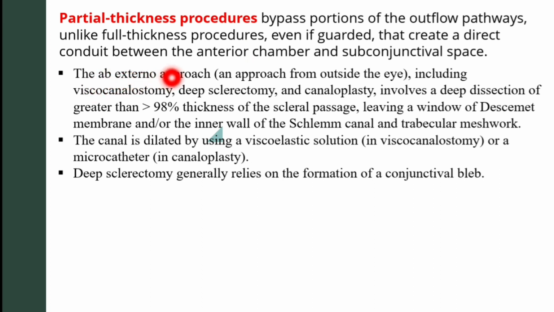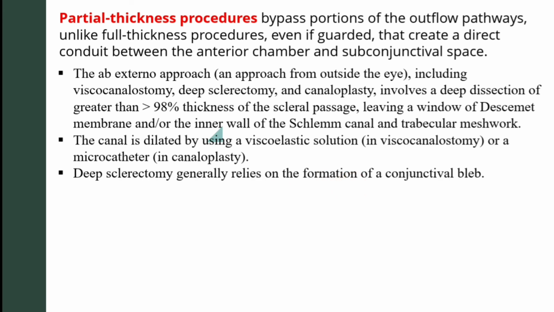The ab externo approach, that's the approach from the outside of the eye, including viscocanalostomy, deep sclerectomy, and canaloplasty, involve a deep dissection greater than like 90% thickness of the scleral passage, leaving a window of Descemet membrane and the inner wall of Schlemm canal and trabecular meshwork. This canal is then dilated by using viscoelastic solution, that's called viscocanalostomy, or a microcatheter, called canaloplasty. Deep sclerectomy generally relies on formation of the conjunctival bleb.